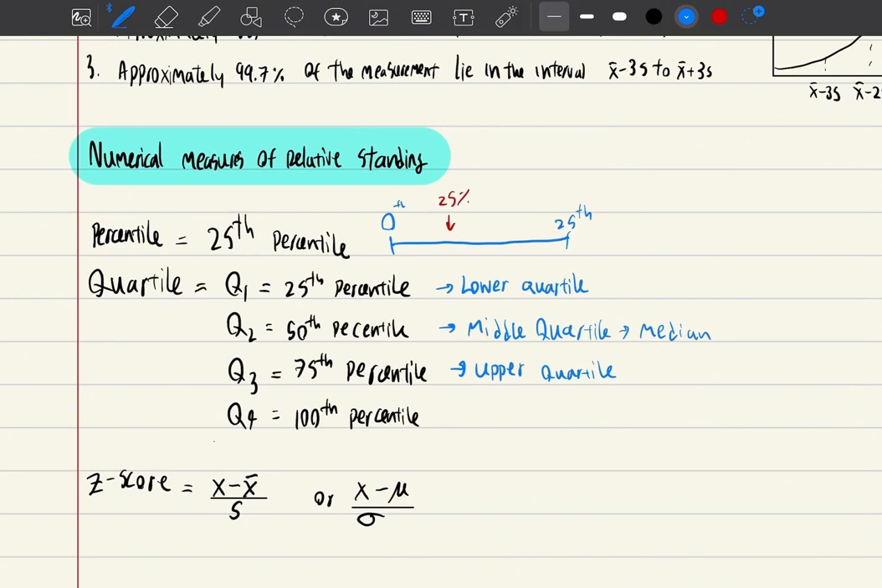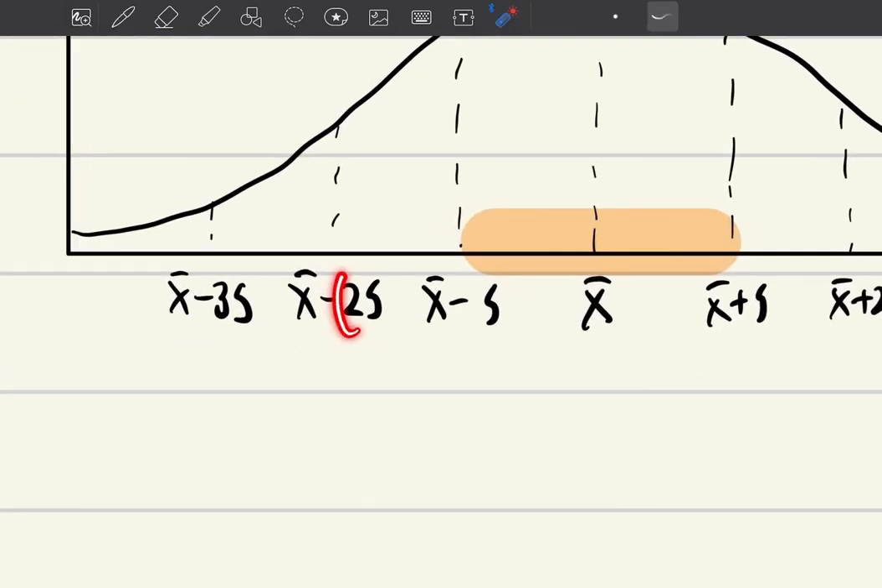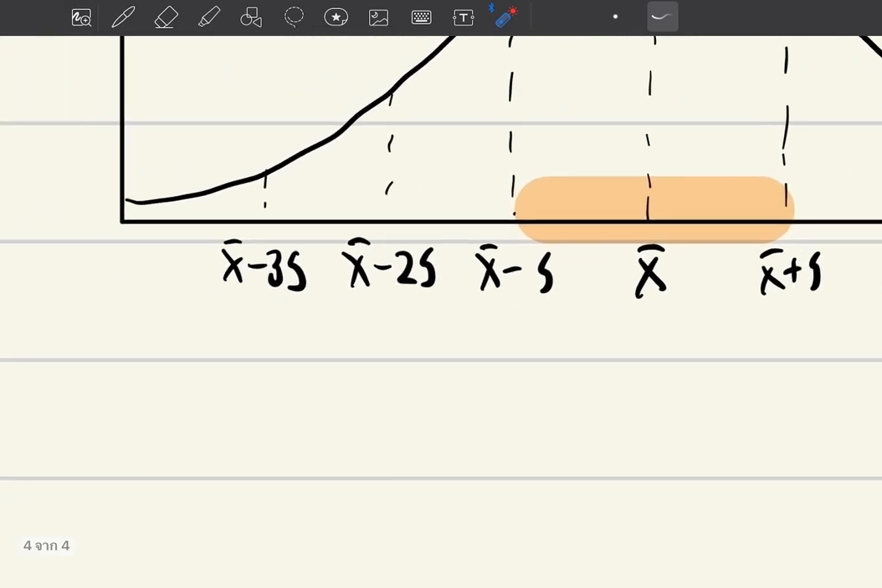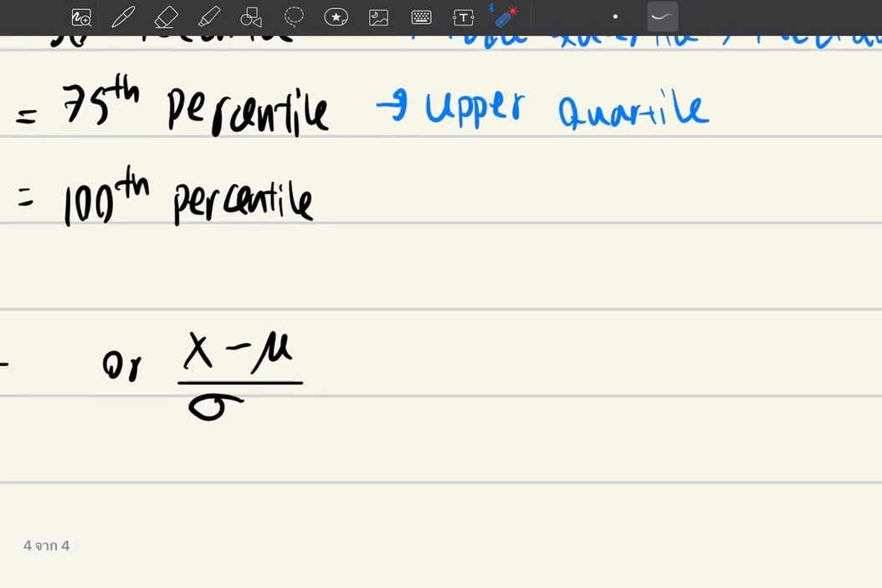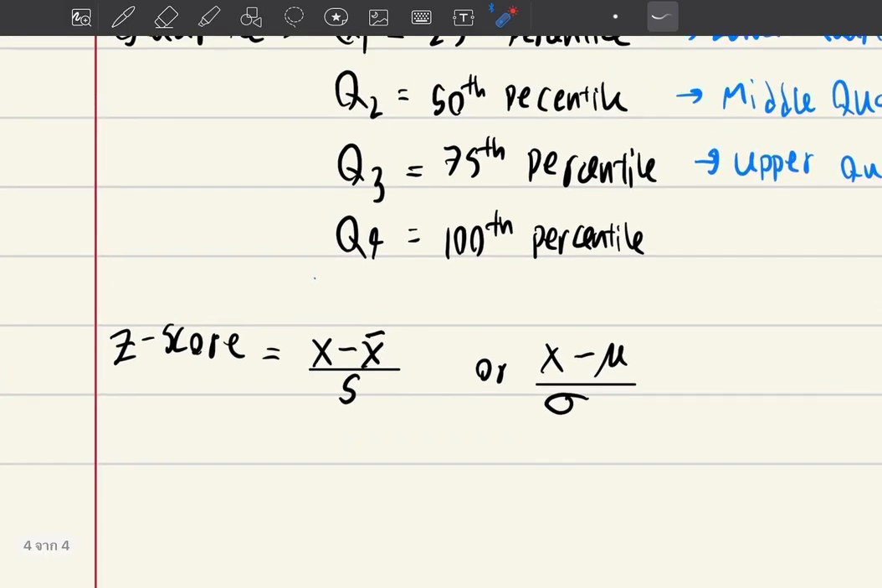So let's move to the next one, which is Z-score. The Z-score is a measure of the distance between the given value and the mean. As you can see, here, here, here, here is all Z-score. It's the distance between the mean and the given value in terms of standard deviation. To compute it, we take the given value, subtract the mean, and divide by the standard deviation.